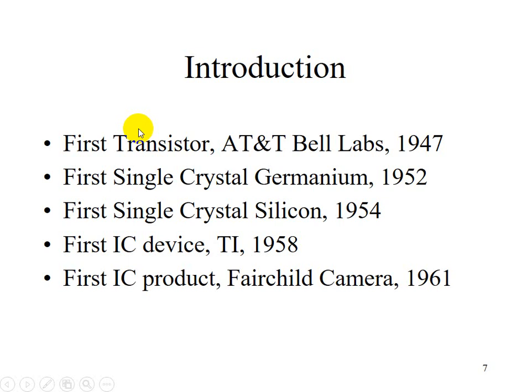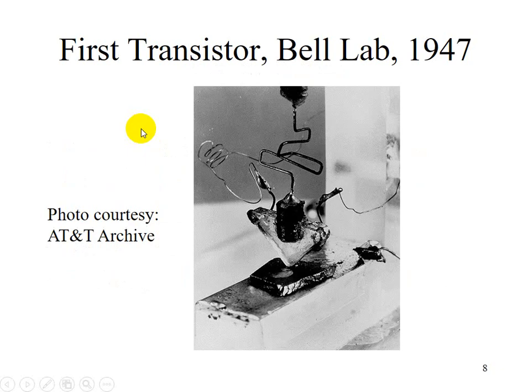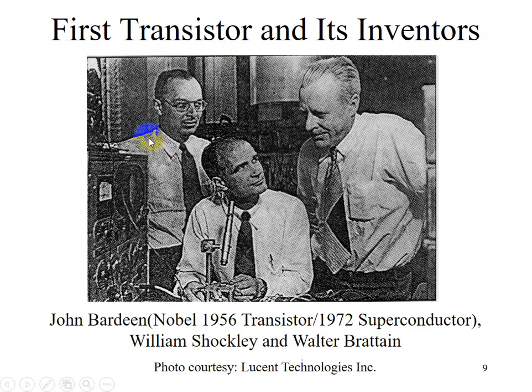These are the basic history of the IC development. This photograph shows the first transistor made at AT&T Bell Lab in 1947. And this is the inventors of the transistor, John Bardeen, William Shockley, and Walter Brattain. They got the Nobel Prize because of the transistor in 1956.